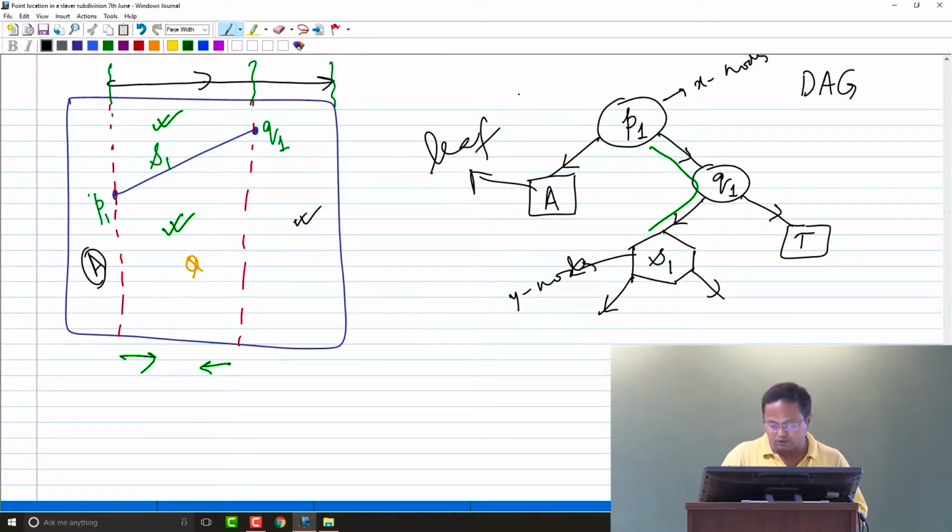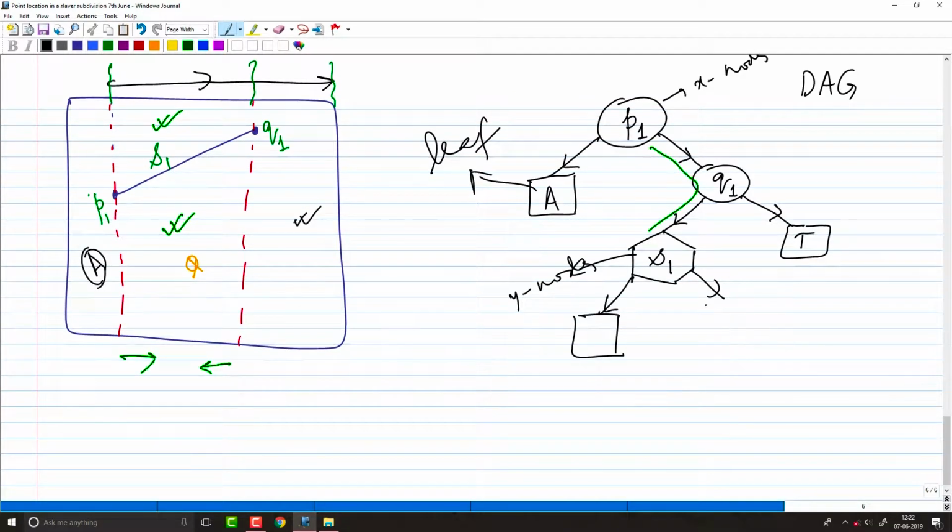Then S1 would again have children. So, I can have the rough idea of a data structure that supports this. Now, let us make it a little bit more complicated and bring in one more segment.